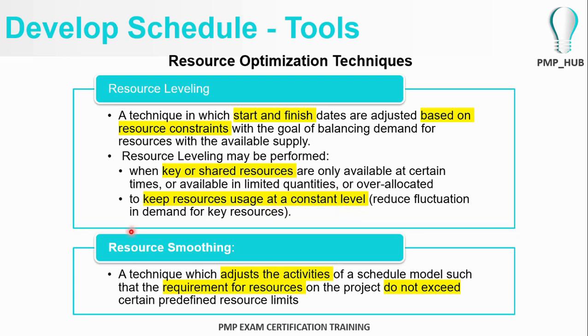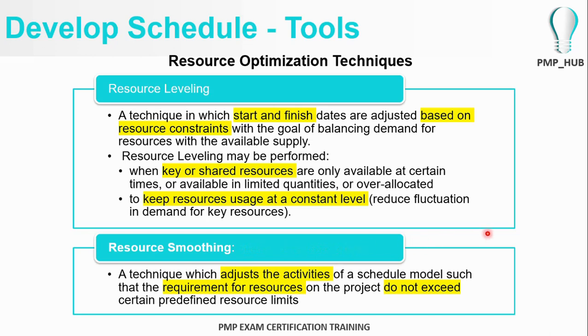Resource smoothing is another technique, where we adjust activities using the float of the path in a situation where there's a requirement that there's a maximum number of resources that can be used in a project. If there's a requirement that your project cannot exceed a certain number of resources, then we need to perform a resource smoothing technique in order to adjust the activities using the float.